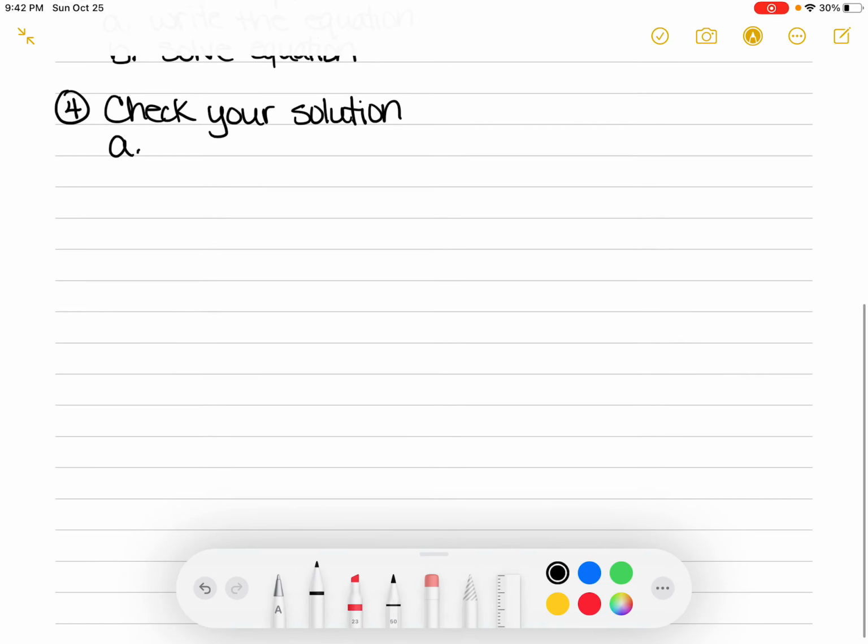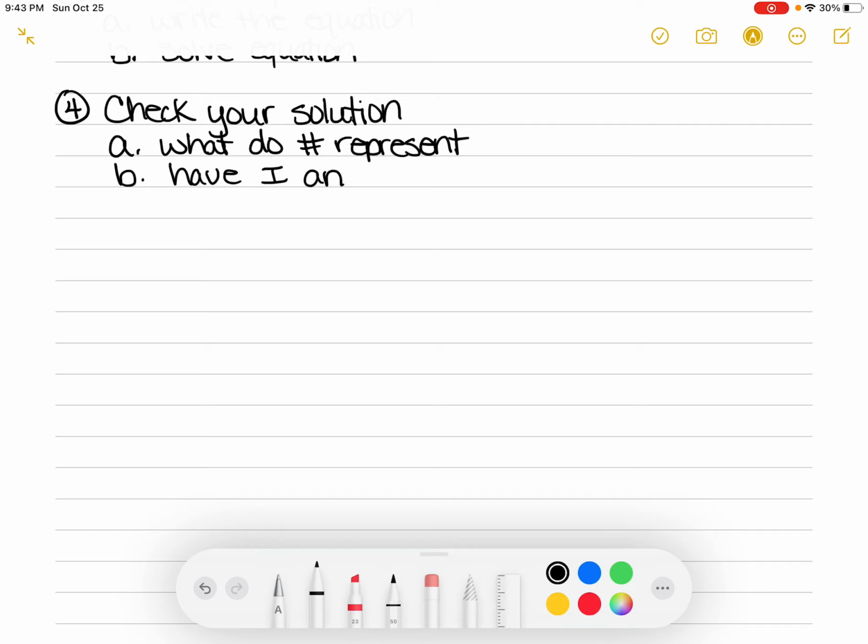Check your solution. You want to make sure that you know what the numbers represent. In other words, if your answer is supposed to be apples, then you need to make sure that you are writing about apples. If your answer has to do with people, you don't want to say the answer is 4.2 people, because you can't have 0.2 people, right? So you would need to round and say only 4 people. Then part B is you need to ask yourself, have I answered all the questions? Sometimes there's more than one question.